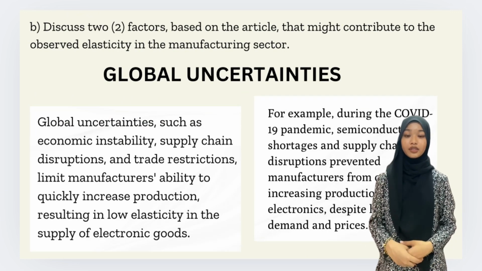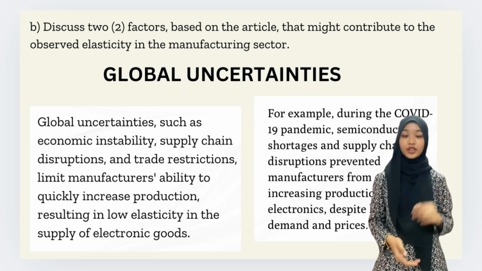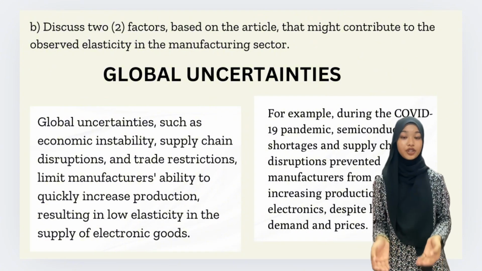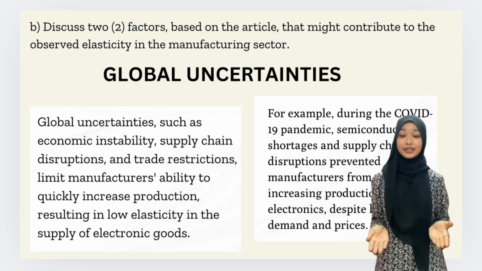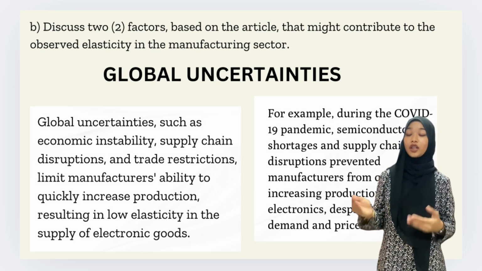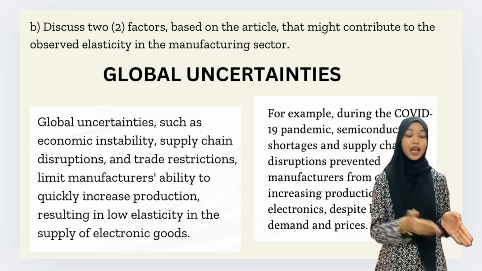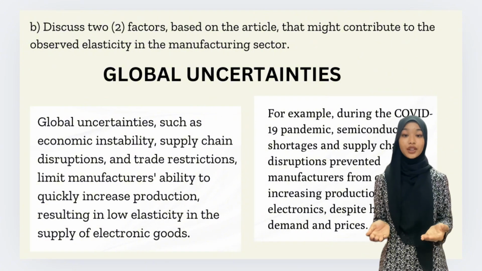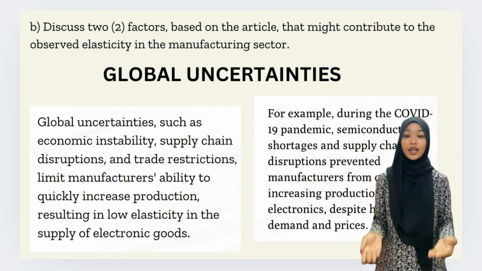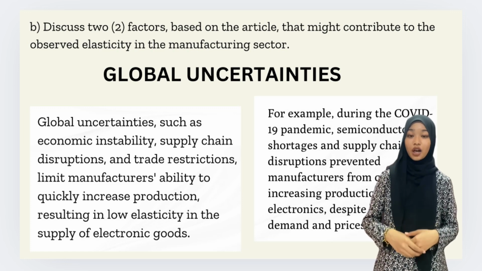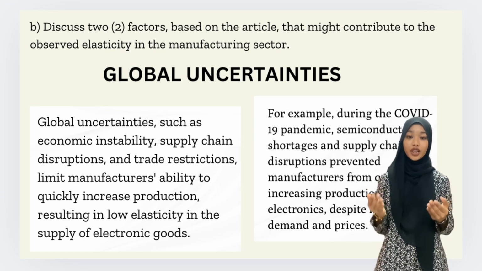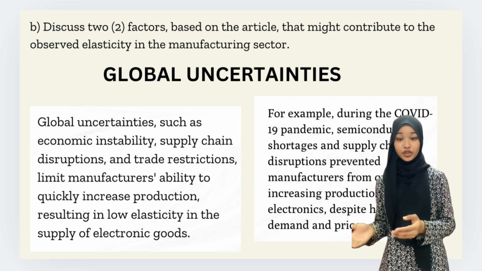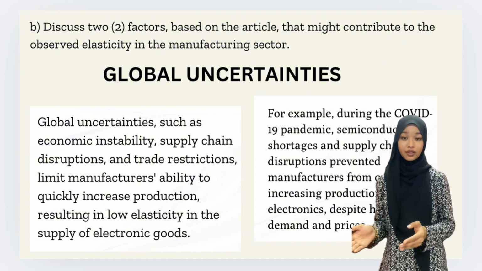The second question is question B. Question B is discuss two factors based on the article that might contribute to the observed elasticity in the manufacturing sector. The first factor is global uncertainties. Global uncertainties like economic instability, political challenge, and supply chain disruption can limit manufacturers' ability to increase production quickly, even in the face of higher price. This results in low supply elasticity for electronic goods, as companies struggle to adjust supply due to factors like component shortage, shipping delay, or trade restriction.